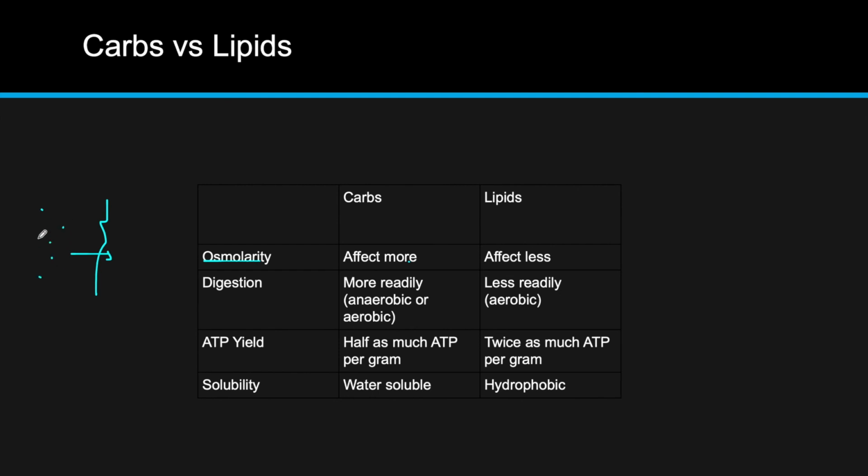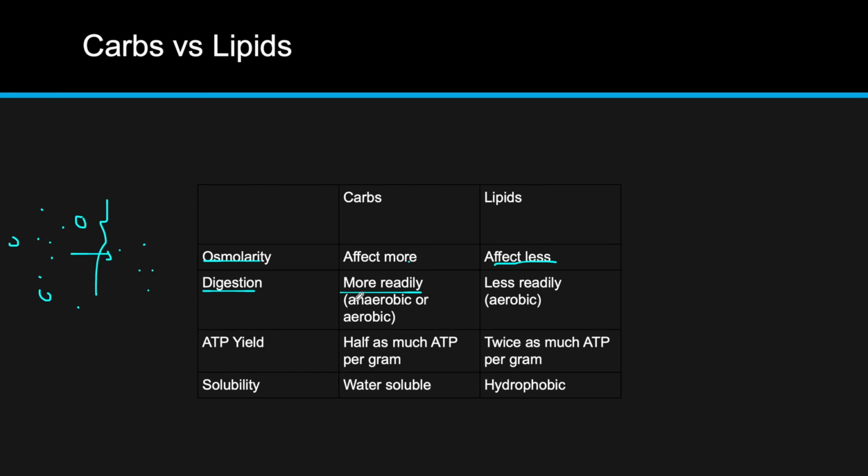If you have a lot of water molecules here, and fewer water molecules over here. Basically, if you have carbohydrates dissolved, this is going to increase or change the osmolarity more, while if you have lipids dissolved, it's not going to affect the osmolarity, or this rate of osmosis, as much as carbohydrates. We have digestion, and when you have carbohydrates, think of food, bread. This is going to be more readily.